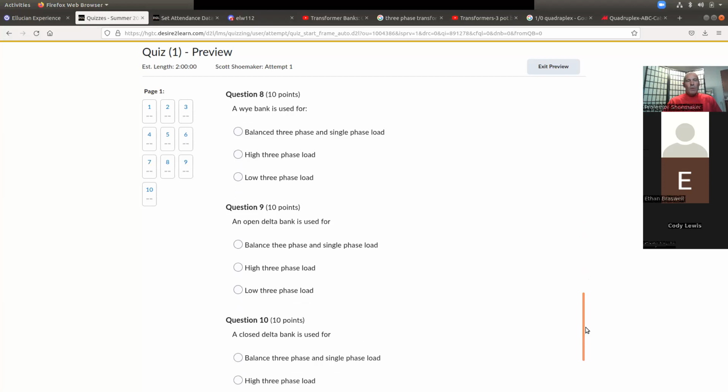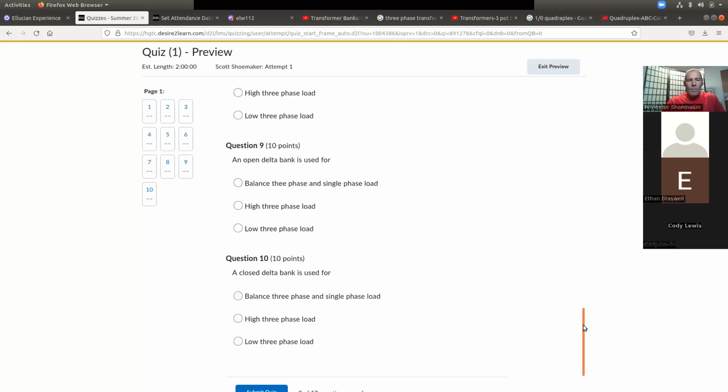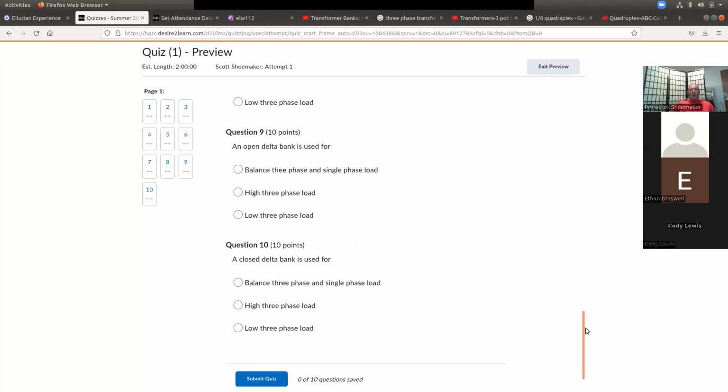And here we go into the questions of what their purpose is. A Y bank is used for balanced 3-phase and single-phase load, a high 3-phase load, or a low 3-phase load. Balanced. An open delta bank is used for a balanced 3-phase load, high 3-phase load, or a low 3-phase load. High 3-phase? No, remember, open delta bank only has 2 transformers, so I only have 1 power transformer. Low 3-phase. Yeah, low 3-phase.